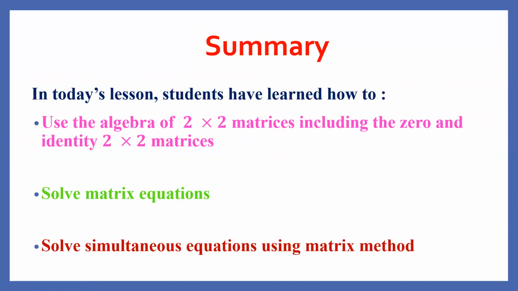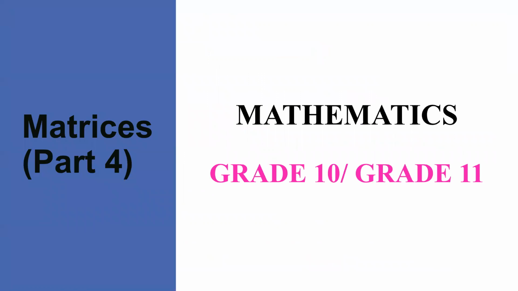So students, in this lesson, we have learned together how to use the algebra of 2 by 2 matrices, including the zero and identity 2 by 2 matrices. We have learned how to solve matrix equations, as well as how to solve simultaneous equations using the matrix method. I hope you have understood the different concepts found in the chapter on matrices. I would advise you to attempt the questions found in your textbook, as well as the questions found in the different videos. These will help you to better understand the different concepts.